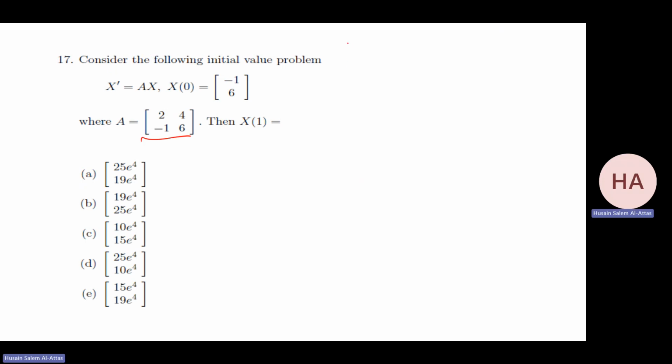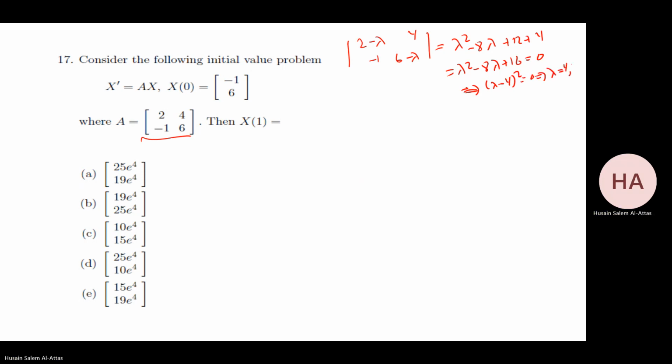Yeah, he didn't give me the eigenvalue, so I will do it from scratch. (2 minus lambda)(6 minus lambda), plus 4. I have lambda squared minus 8 lambda plus 12 plus 4. So I have lambda squared minus 8 lambda plus 16 equals 0. That implies (lambda minus 4) squared equals 0. So lambda equals 4.